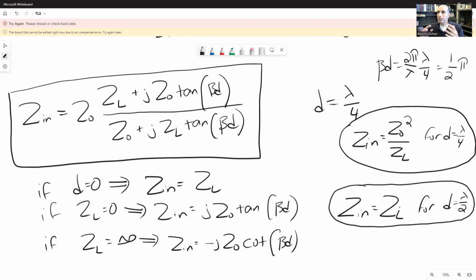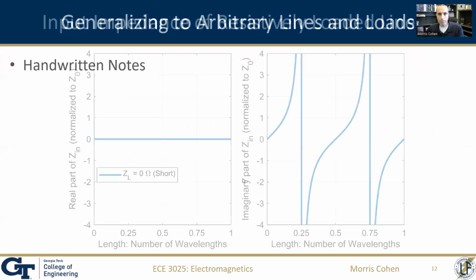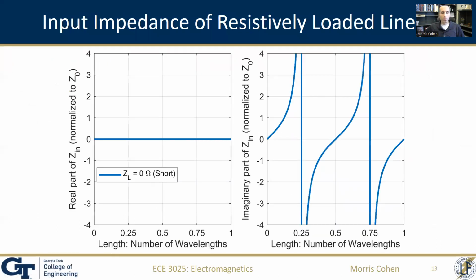So let's first consider the special case of specifically resistively loaded lines. Let me show you a couple of plots here. There are two plots, left and right. The left side is the real part of the input impedance, and the right side is the imaginary part of the input impedance, just using that formula that I just showed you, the one with the tangents in it.